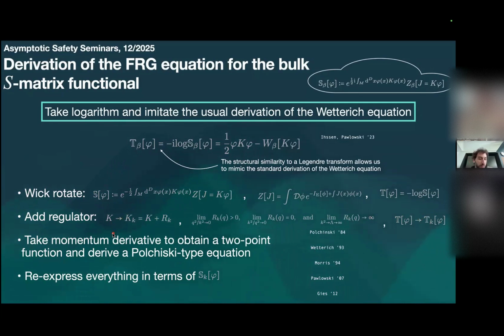And then we just take the momentum derivative, which is what appears in the Wetterich equation, to obtain a two-point function, and then just mimic the steps to derive a Polchinski-like equation that I will discuss in the next slides. And in the end, we just re-express everything in terms of S. Okay, so this is just a reminder of what the standard derivation looks like. We just really use this structural similarity to mimic exactly all of these steps.